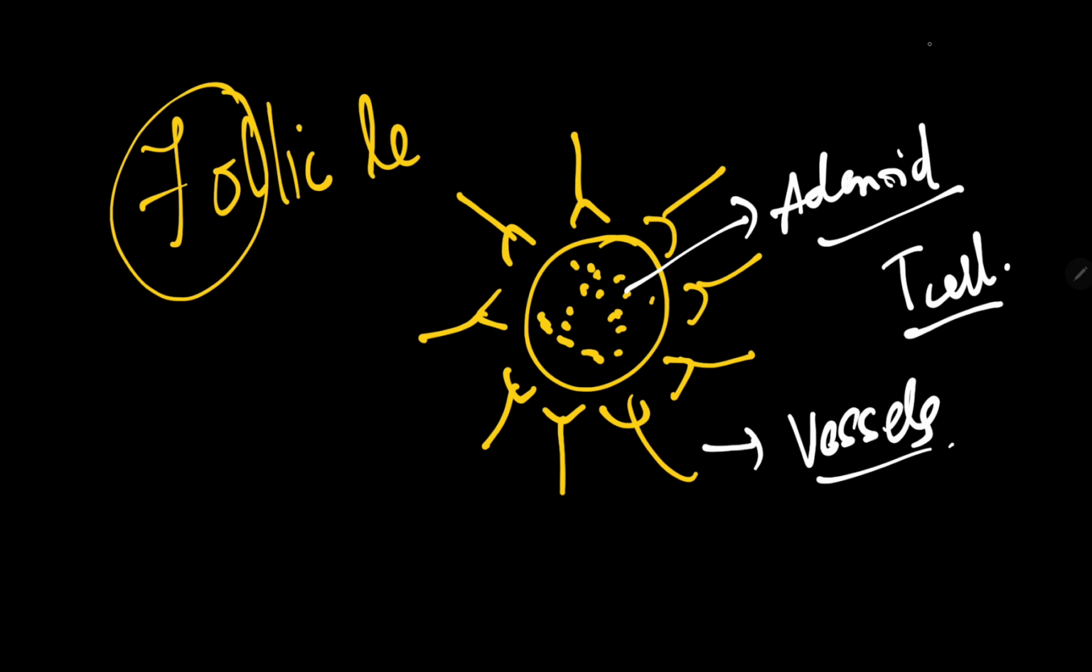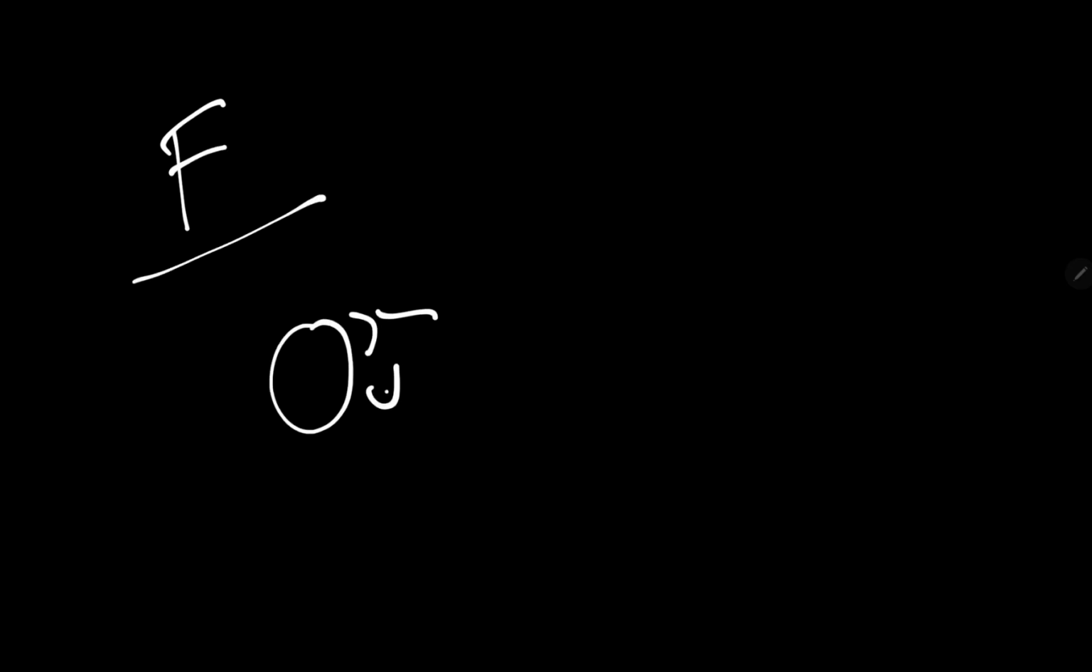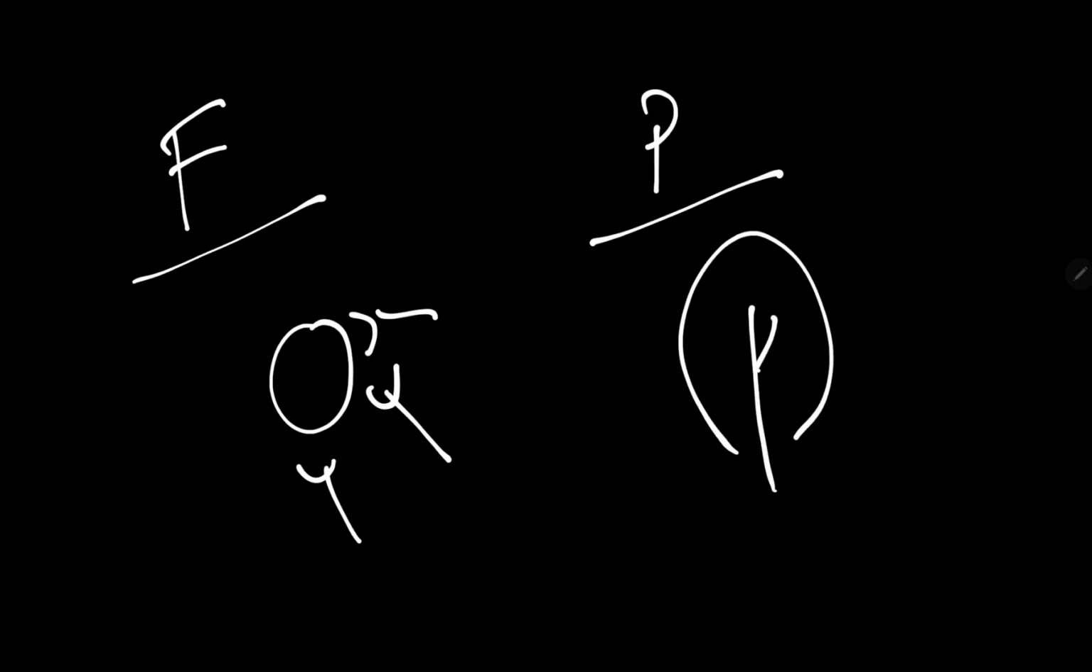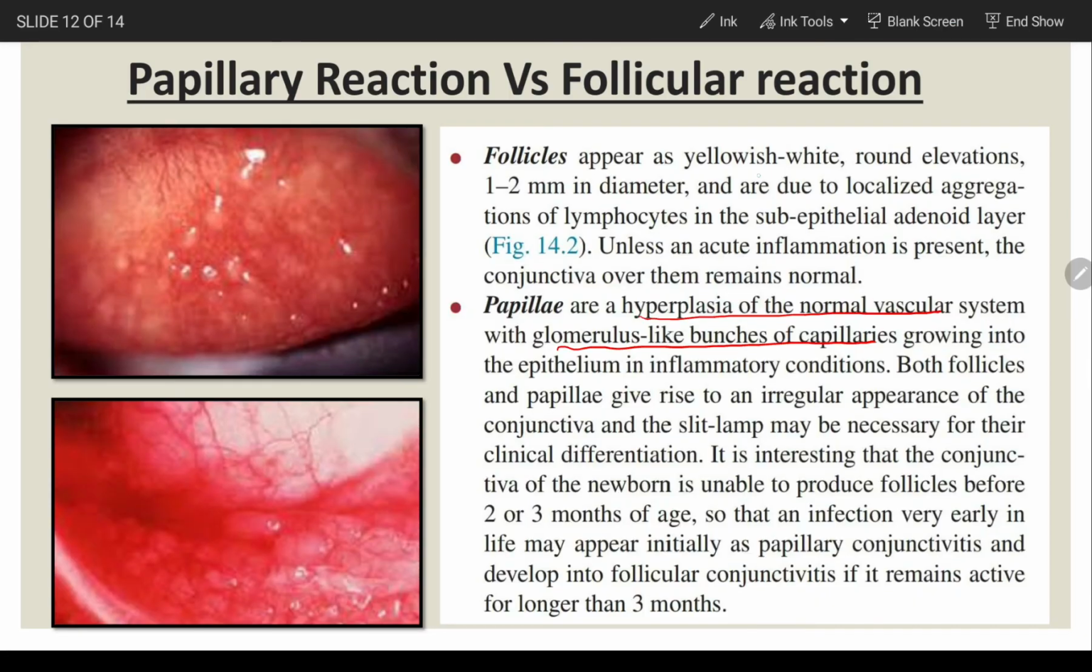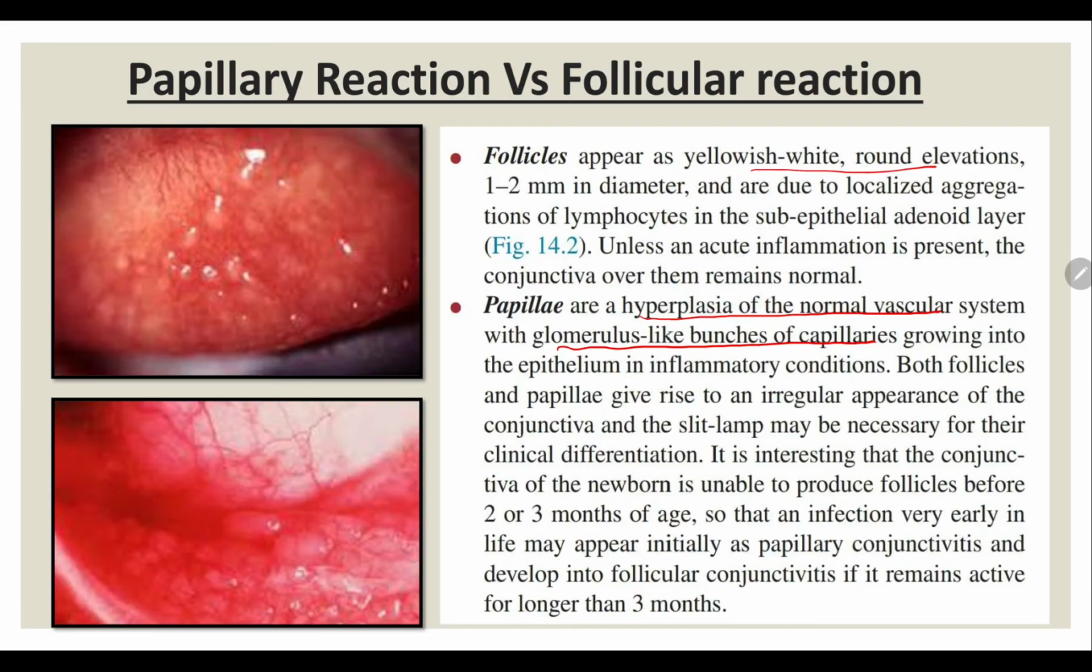One important thing here is, as far as follicles are concerned, the vessels are surrounding them like this. As far as papillae are concerned, the vessel is in the center. Here the vessels can pass over the follicles also. Follicles are yellowish white, round elevations. They are basically lymphocytic aggregations.